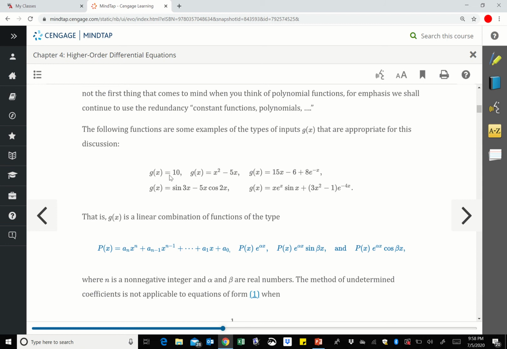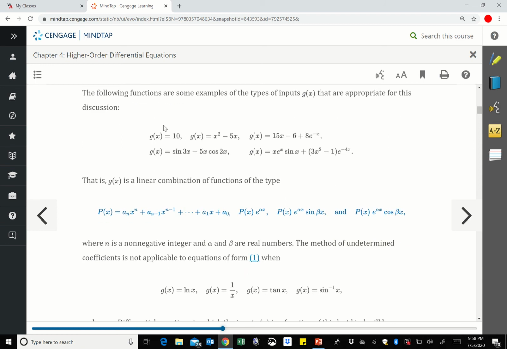So for example, these would be types of possibilities we could have for g of x. Any one of these functions listed here would be a potential g of x on the right-hand side of this differential equation. It could be a constant function, a polynomial, a polynomial with an exponential term added to it, a trig function, or cosine of 2x times the polynomial negative 5x, or something like x e to the x sine x. So this is the product of a polynomial x, e to the x, as well as sine of x, and then we're also adding to it the product of a polynomial with e to some power.